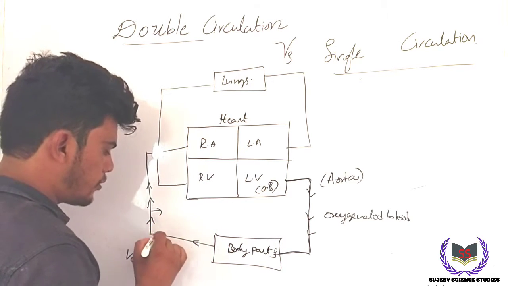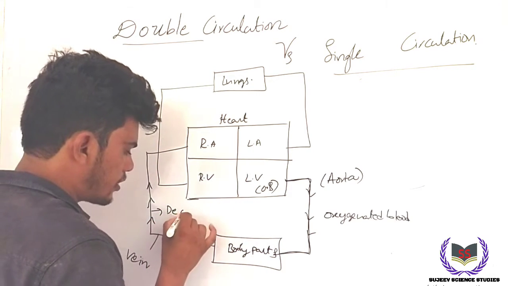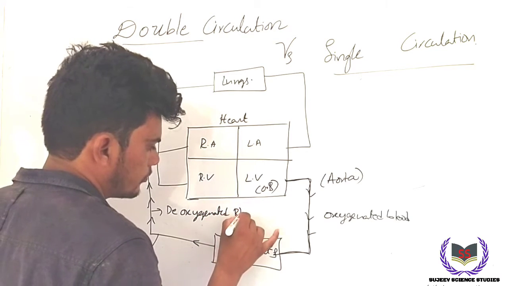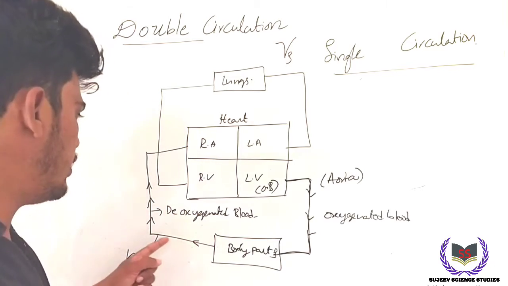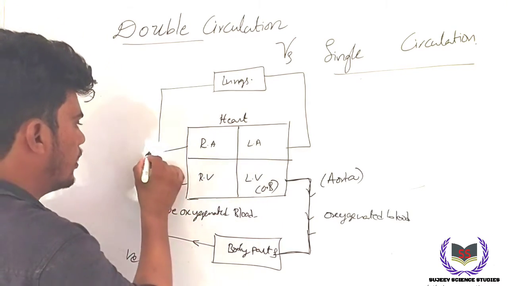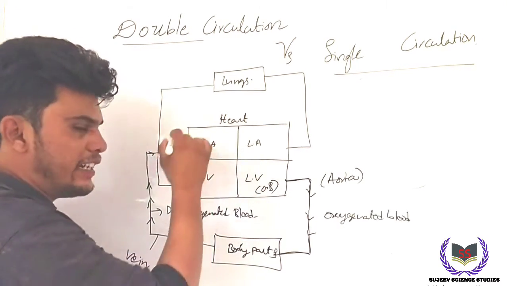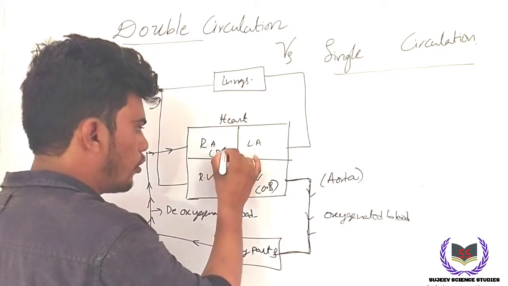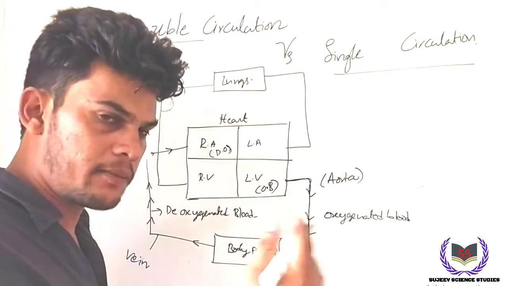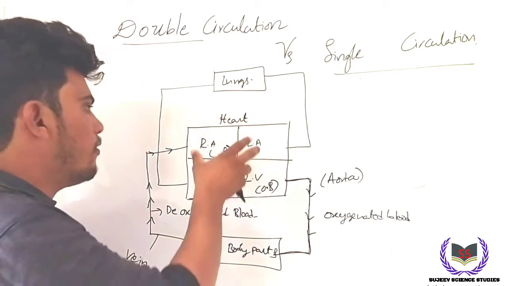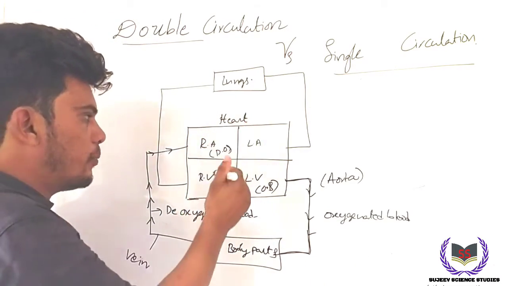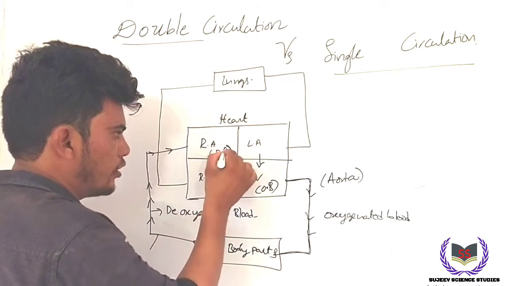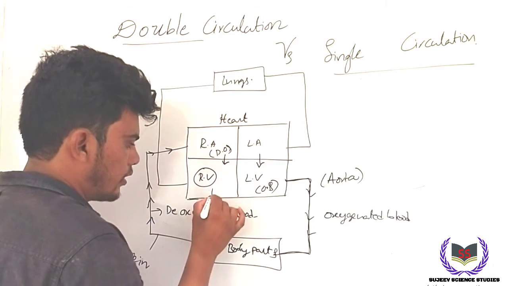So what blood passes through this vessel? Deoxygenated blood. Clear? Then this deoxygenated blood passes through the veins and reaches the right auricle of the heart. So what blood is present in the right auricle? Deoxygenated blood. When the auricles contract, automatically the blood goes into the ventricles. Yes or no? So this deoxygenated blood goes to the right ventricle.